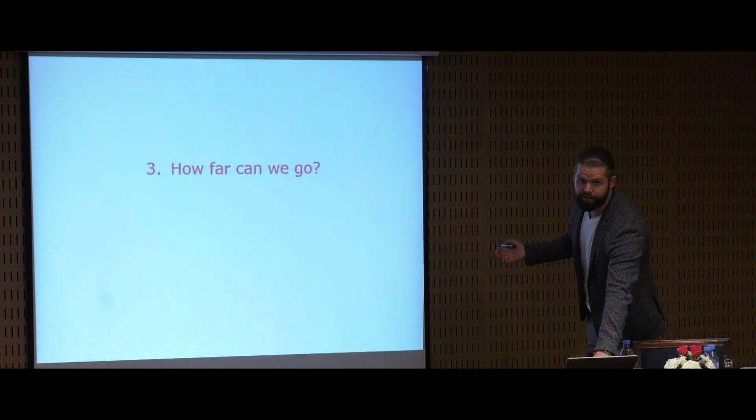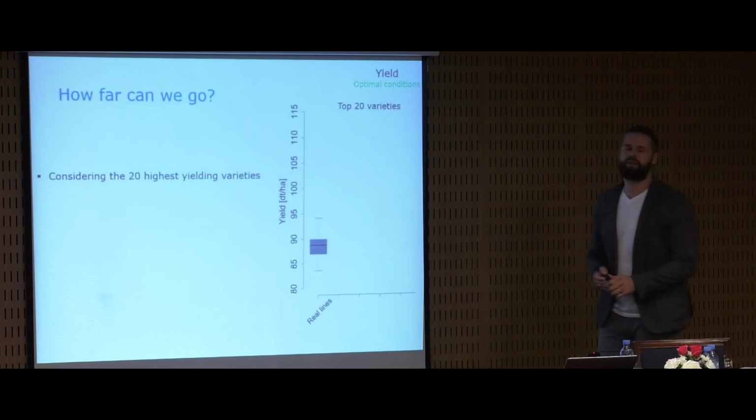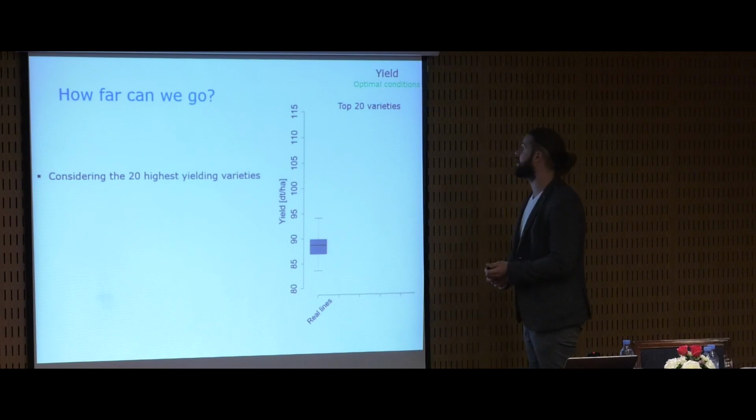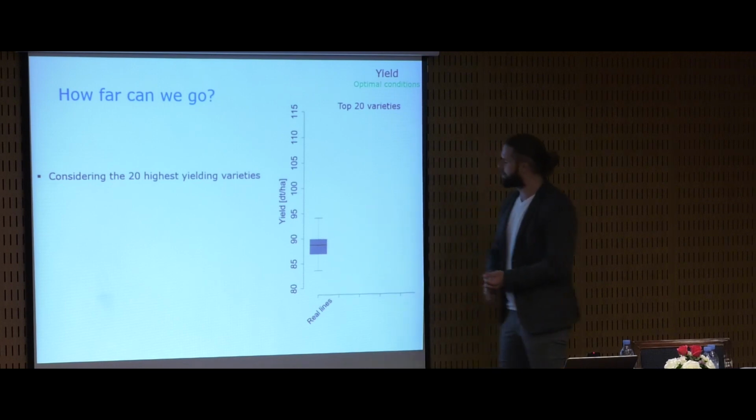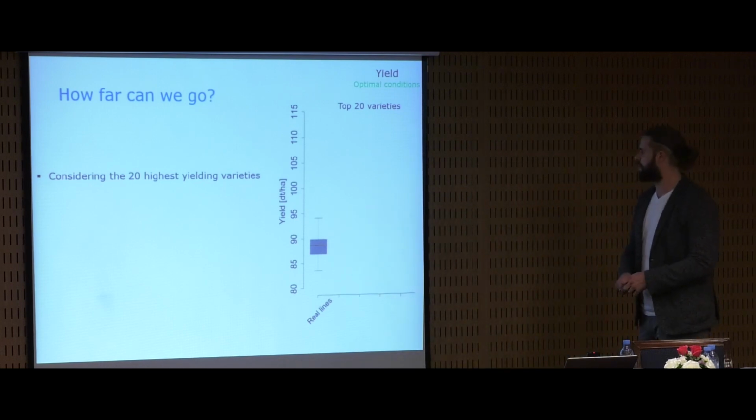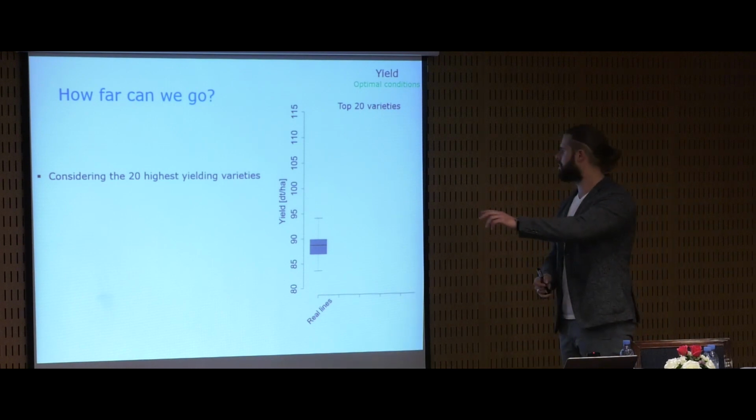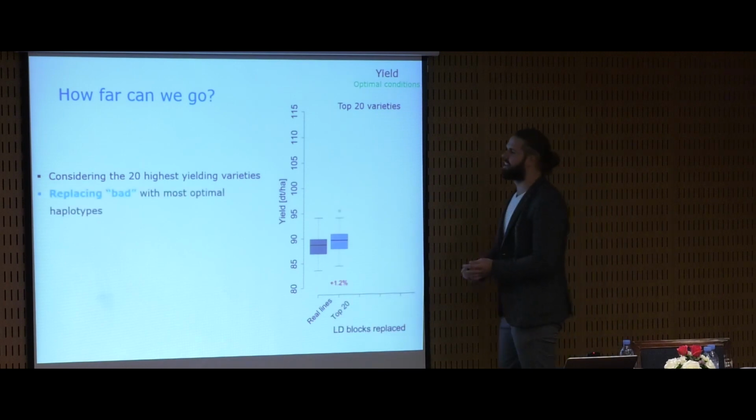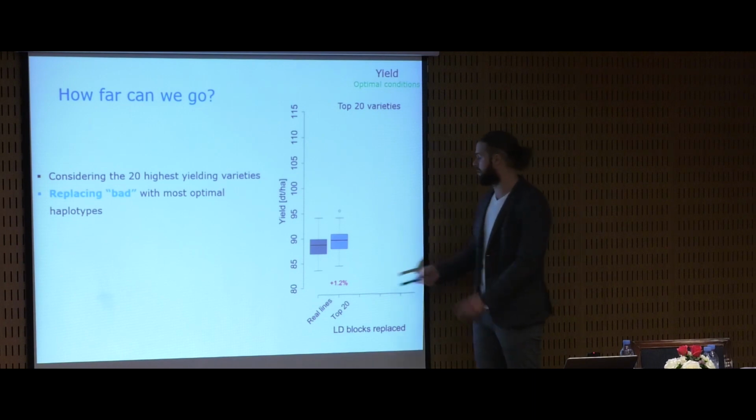So last but not least, how far can we go? I'm going to keep this one pretty short. I just played around with the data a bit, and I was picking out those varieties with the highest actual yields across years and environments, so the top 20 varieties that were ranging somewhere between 85 and 90 decitons per hectare. And we were asking the question, what happens if we pick out, say, the top 20 haplotypes with the highest variance and replace the bad alleles with the most optimal alleles, the most optimal haplotypes, which is what we did here.